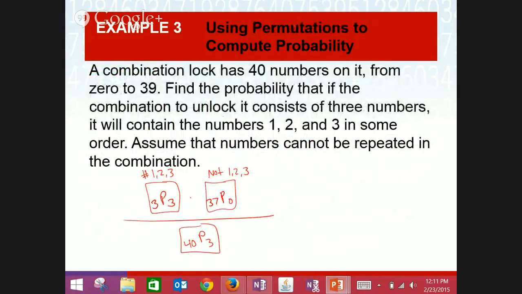The whole purpose is to relate this 40 corresponds to 37 plus 3. This 3 corresponds to this 3 plus 0. How many am I picking from this category? How many am I picking from this category? Divided by how many am I totally picking?